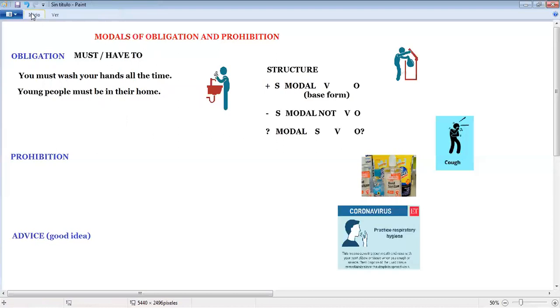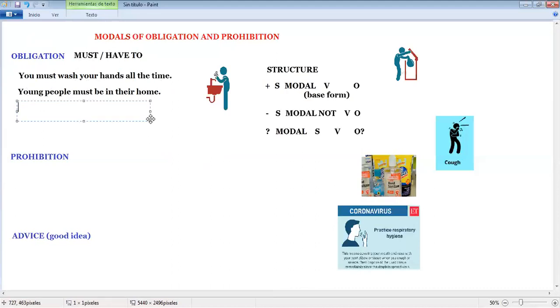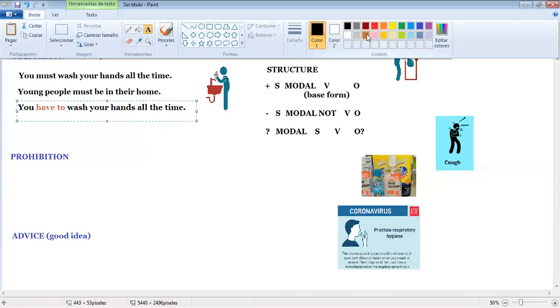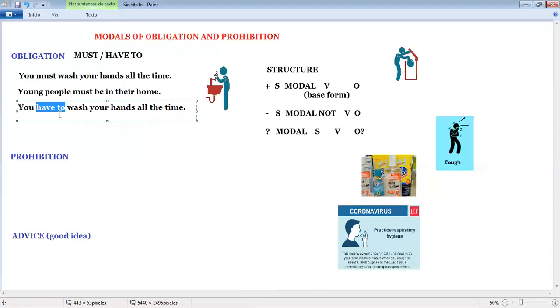Also, I can use have to write a sentence. There is not so much difference between must and have to. There is little difference, but usually they are the same. So I can write the same here. You must wash your hands all the time, or I can say you have to wash your hands all the time. As you can see, I am using have to express obligation. Don't forget that in this context, have to is the modal. It is like one verb. So subject, have to, the verb, wash your hands, and the object.